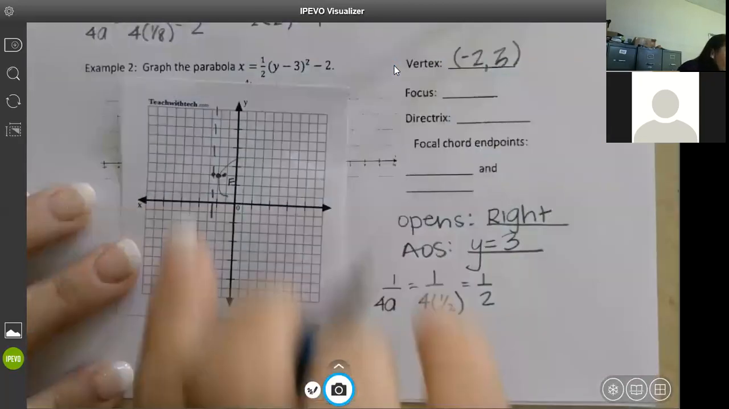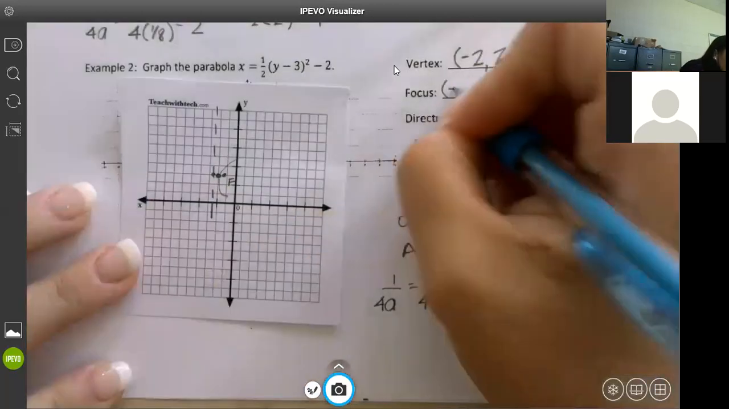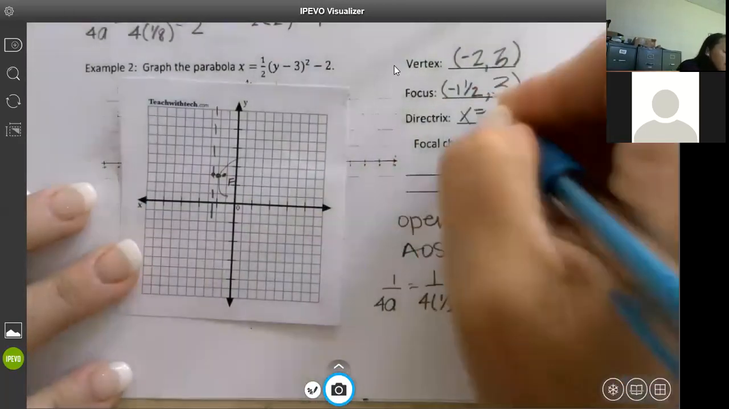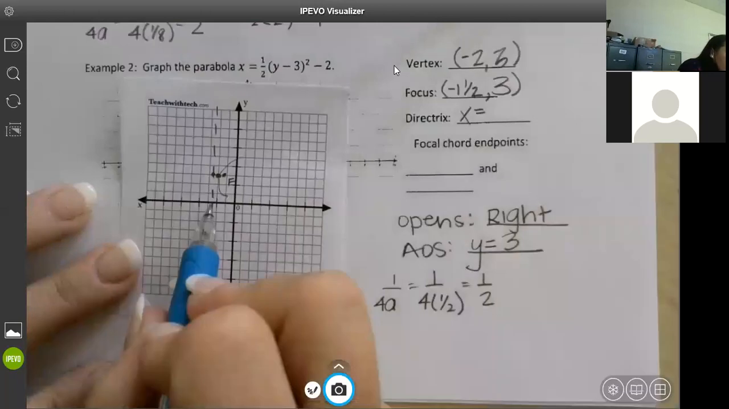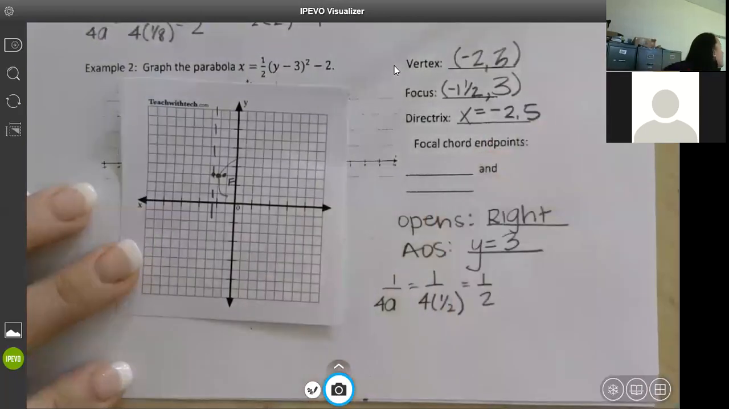So where is your focus? How far over did I go? I went -1.5. You can write it like this. I do not care. You can write -1.5. You can write -3/2. I will take them all. Everybody good? All right. How far up did I go? 3. Your directrix goes through the x-axis at, where's it cross right here? And you can do -2.5. You could do -2 and the 1/2. Y'all do whatever you feel like.